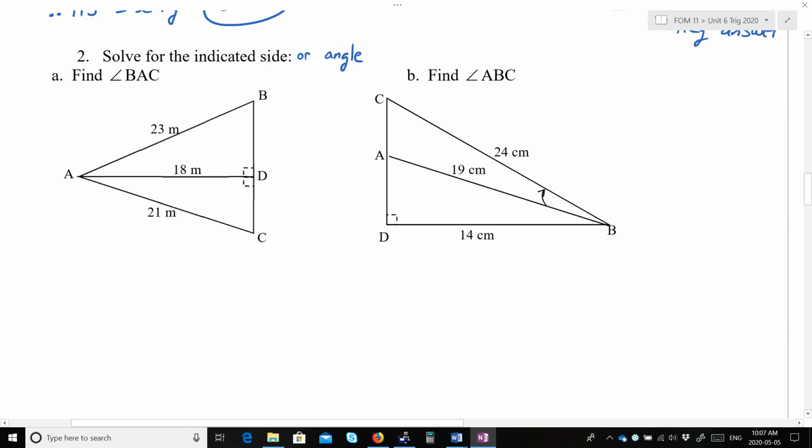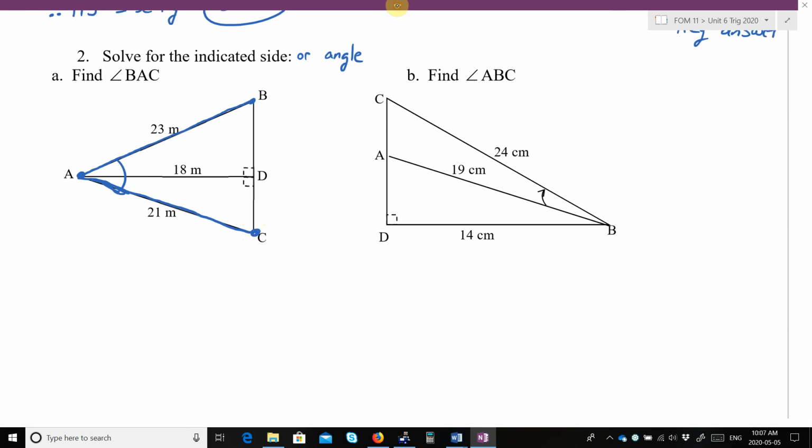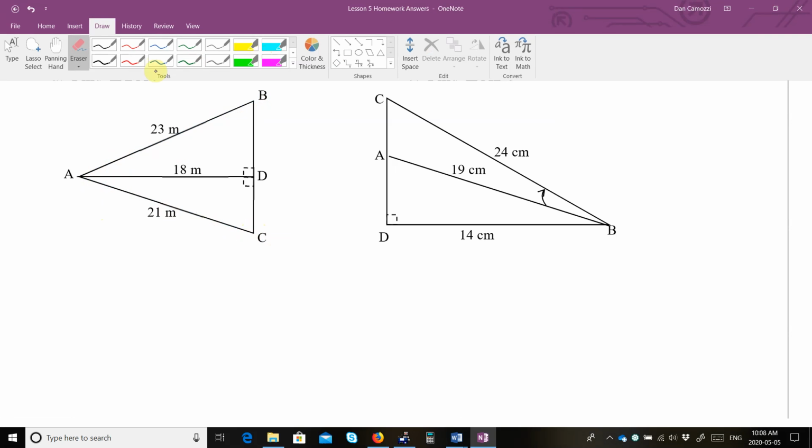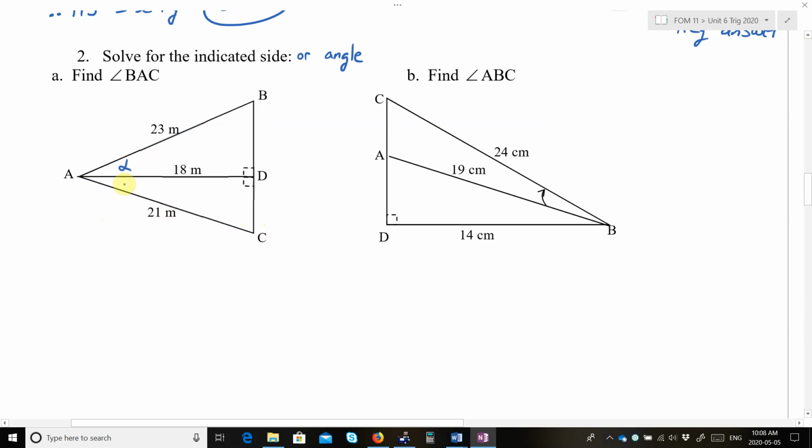Okay, in A, find angle BAC. Angle BAC is the angle that you get when you travel from B to A to C. So that whole angle right there. So basically what we have to do, guys, is find the two little angles and add them together. We need to find angle alpha right there and angle beta and add them together to get angle BAC.